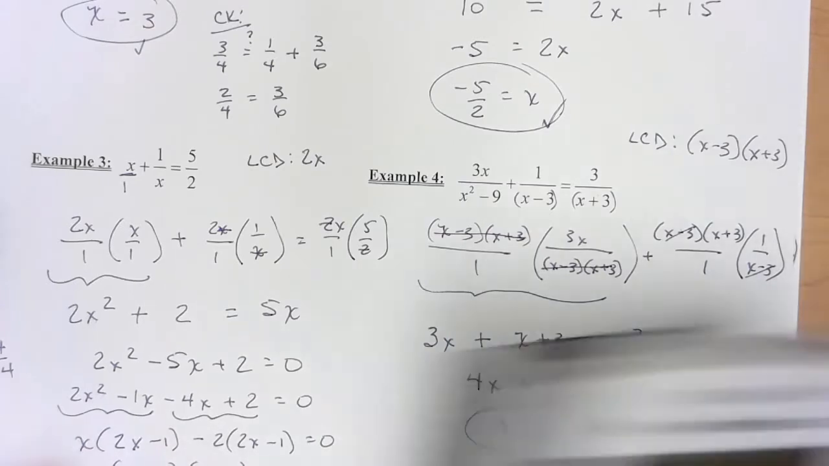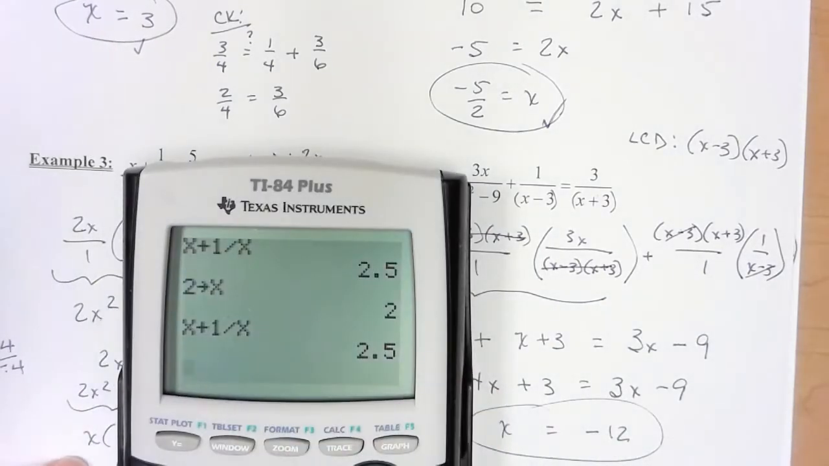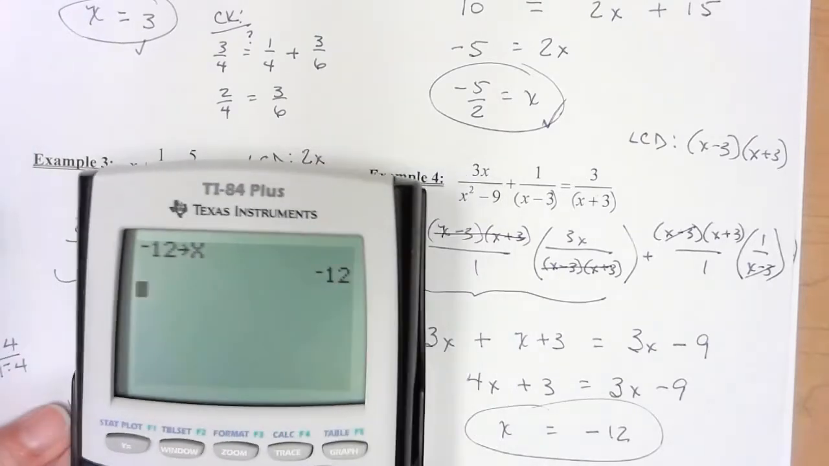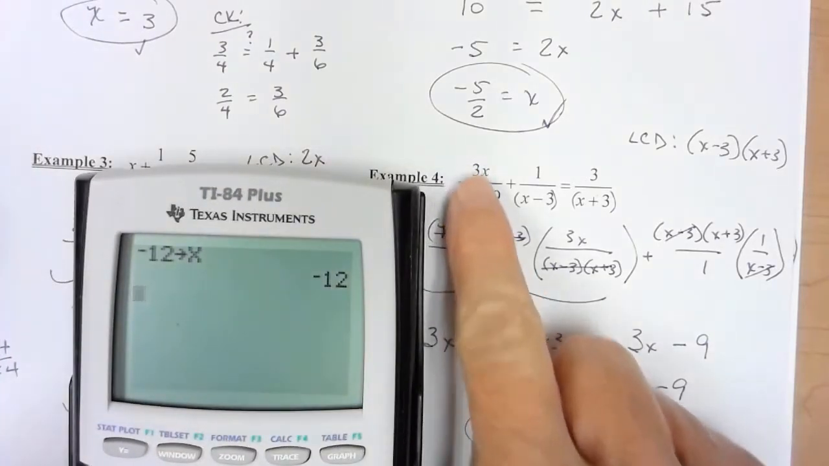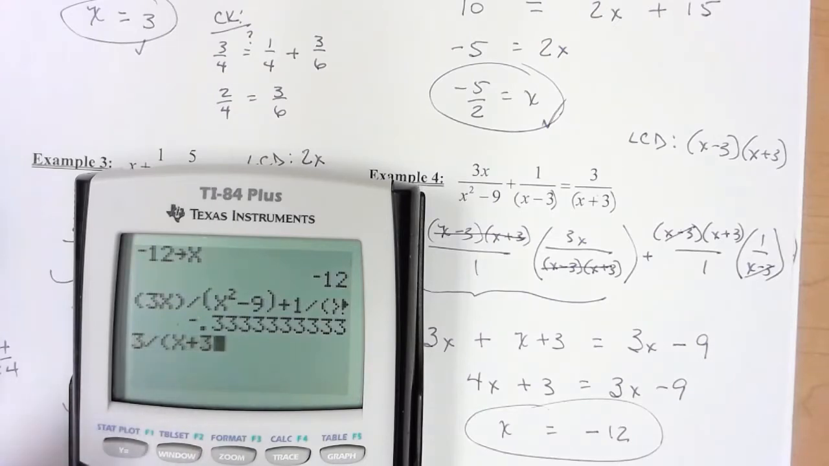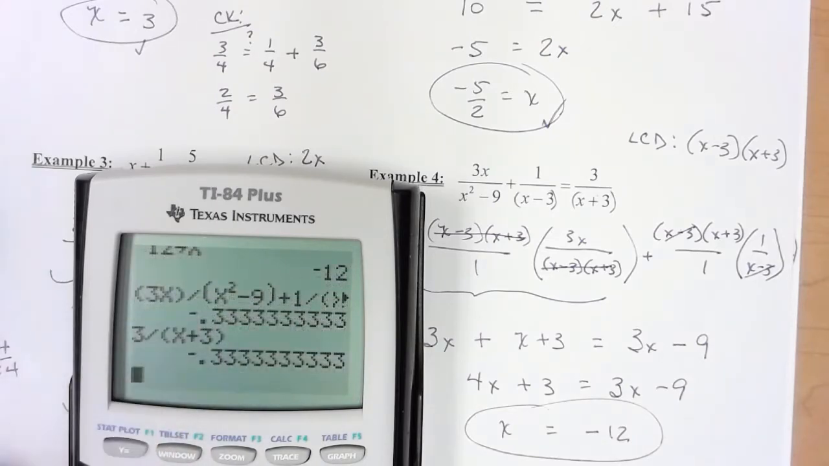Well, let's see. Negative 12 storing for x. Got to see my original. So I need parentheses on both of these. So parentheses 3x divided by x squared minus 9. Always go back to your original to check. Plus 1 divided by x minus 3. We'll see what that side is. 3 divided by x plus 3. Since those are the same, that is my answer.